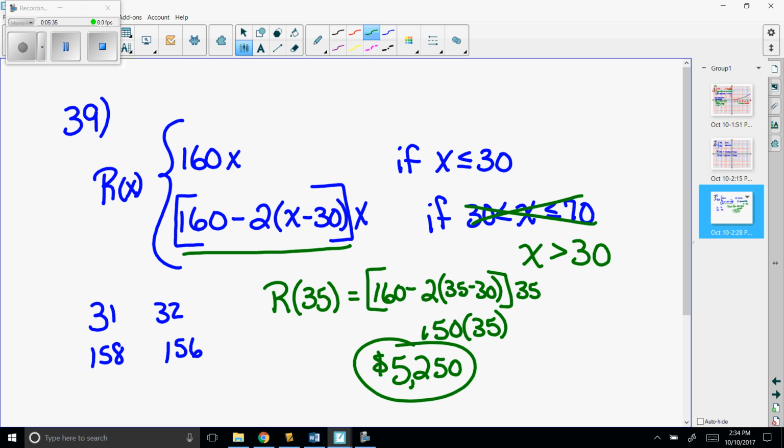Calculate R of 70 for tomorrow's study hall. I am gone.